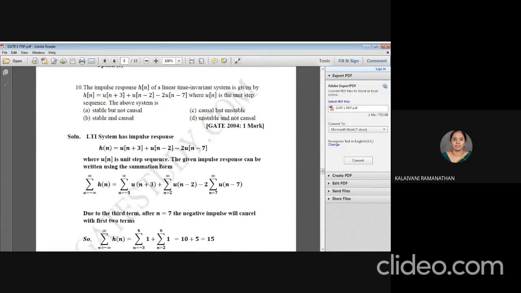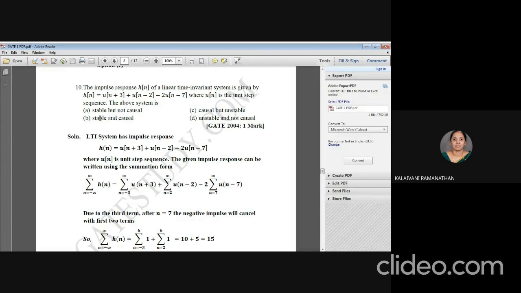So here the question is: the impulse response h of n of a linear time invariant system is given by h of n equal to u of n plus 3 plus u of n minus 2 minus 2 u of n minus 7, where u of n is a unit step sequence. The above system is stable but not causal. So you have to check all these 4 conditions, and from this determine whether the given system is causal and stable.